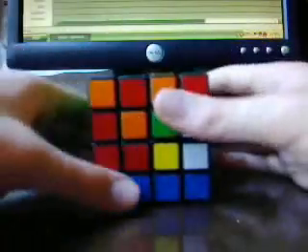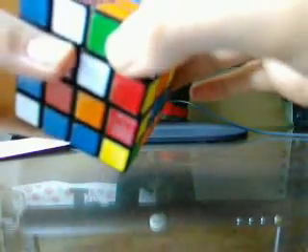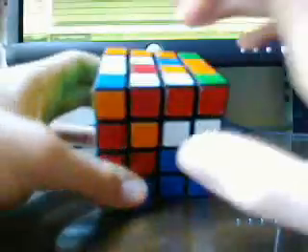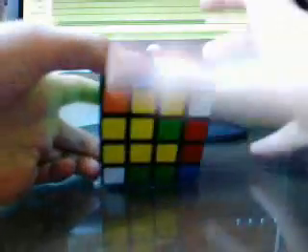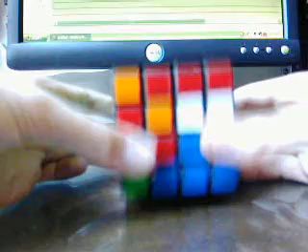You're going to take the algorithm I just showed you: R, 2 B's, 2 D's, BI, RI, B, 2 D's, BI, R, BI, 2 R's. If you look, your 2 edges are solved. However, your centers are very different than what they were before.